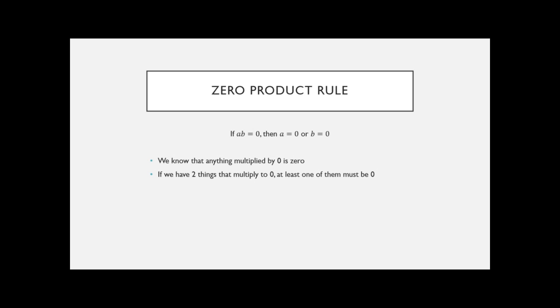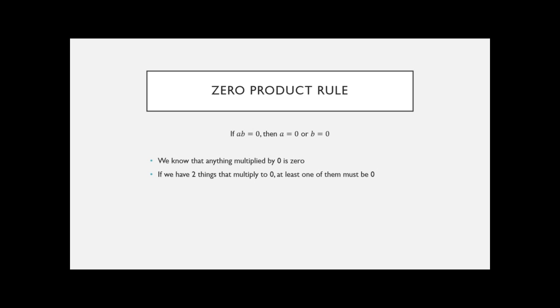If you multiply a number by 0, your answer is 0. So if you have two numbers that multiply to equal 0, one of those numbers has to be 0 in order for that to be true. It's possible they are both 0. It could be 0 times 0, but it could be 0 times 2. It could be 2 times 0.